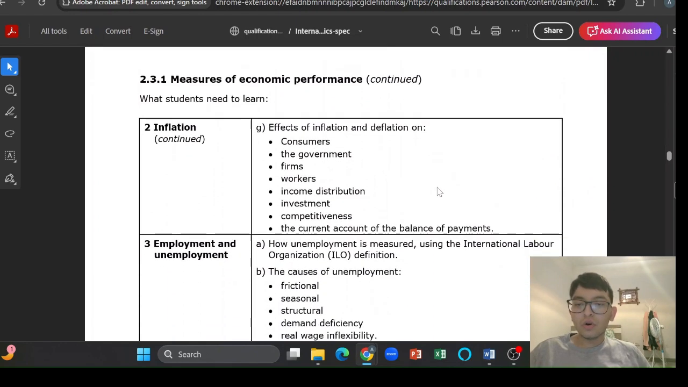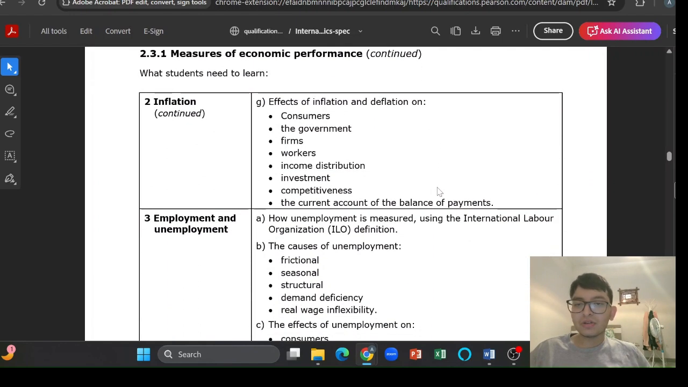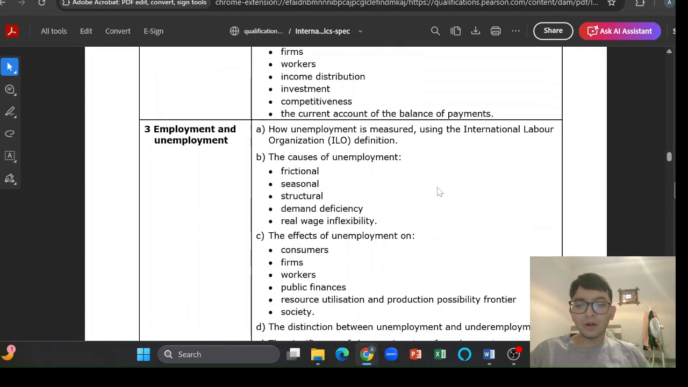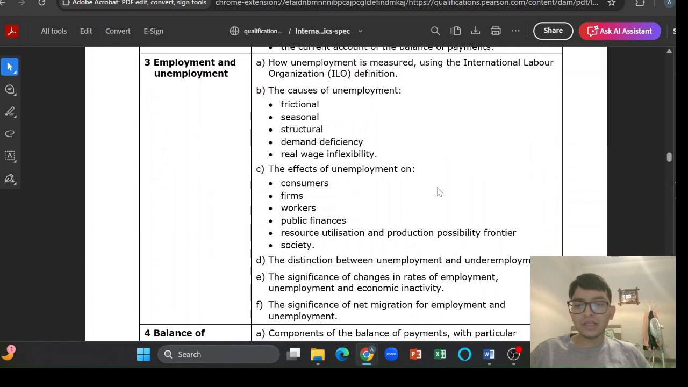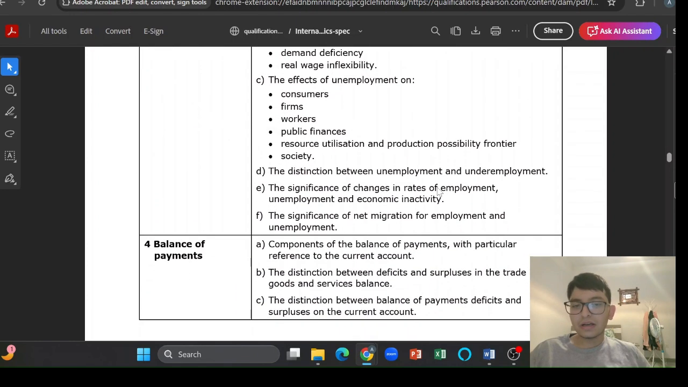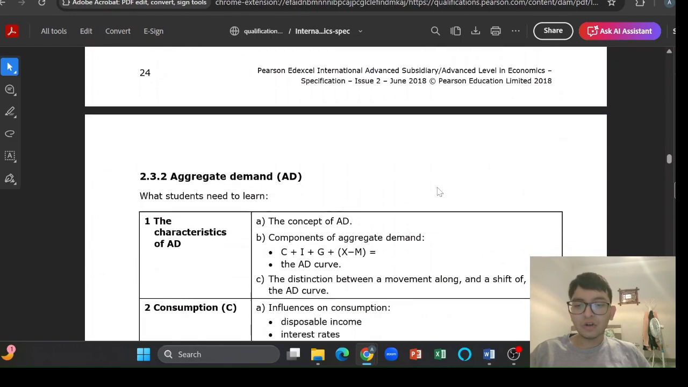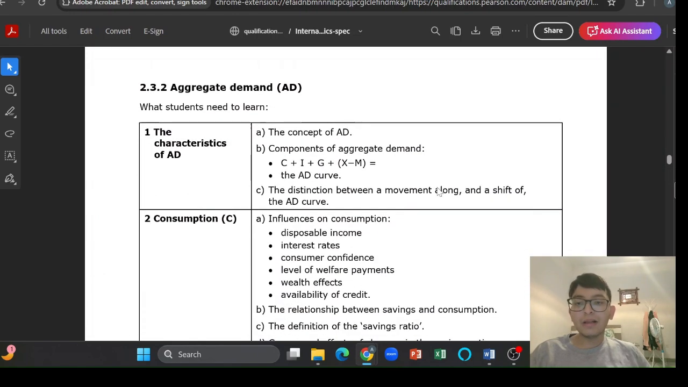Then, again, measures of economic performance basically. So inflation, continuing this. Then there is employment and unemployment, which again is stuff you might have covered in your GCSE as well, and is also not difficult. Then there's balance of payments, also an easy topic. Then there's aggregate demand as well.